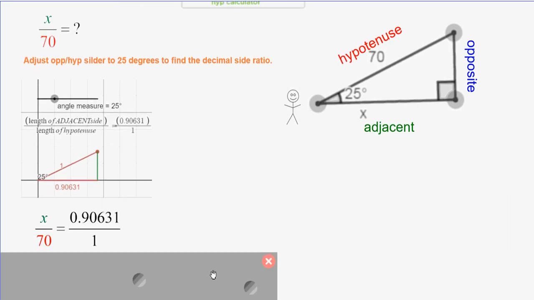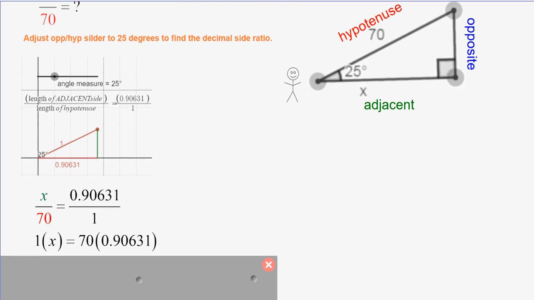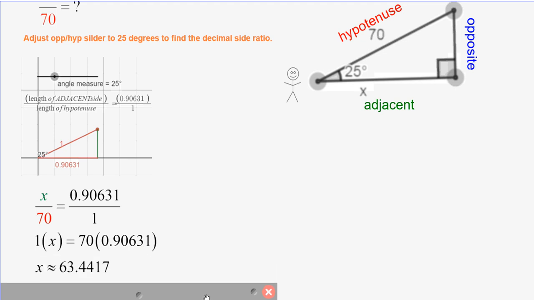So here again, we're going to do cross products. So I'm going to do X times 1, I'm going to do 70 times 0.90631. Notice in doing this, X is already isolated, so I just need to do this calculation to solve for X. And I get this. So if they're asking you to solve to the nearest hundredth, we look at that third decimal place. And it's going to tell us, are we going to raise the second one, the hundredth, or keep it as is? Since it's a 1, we're going to keep it at 63.44 units.